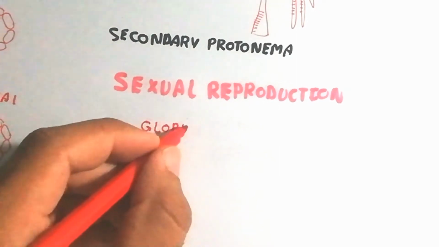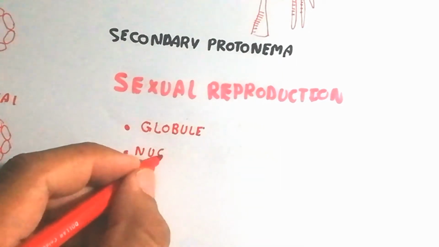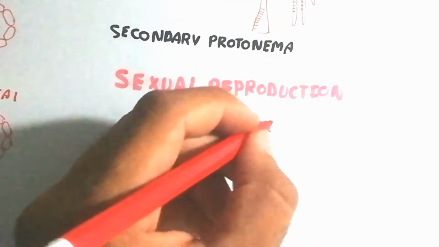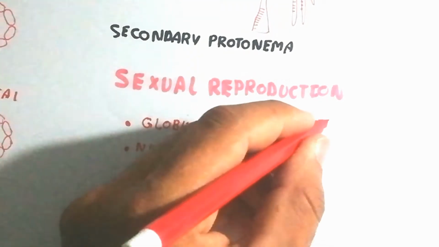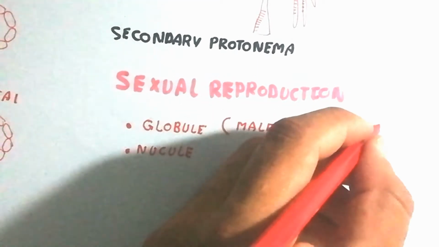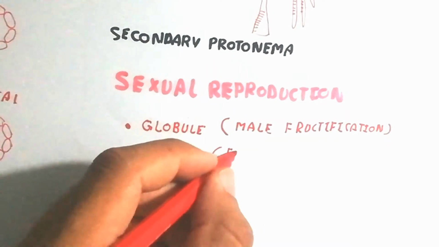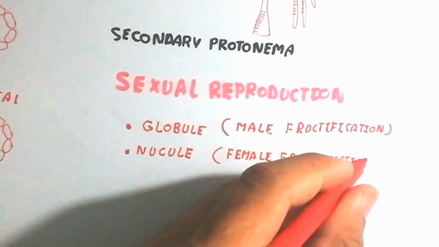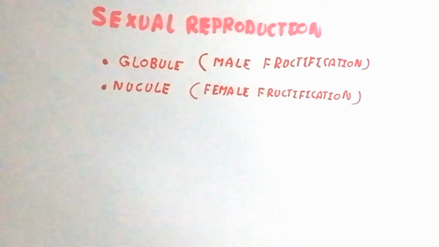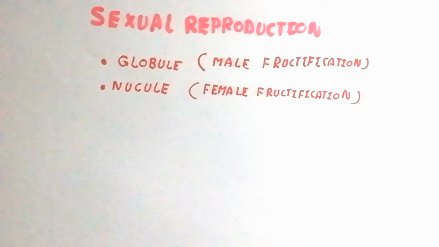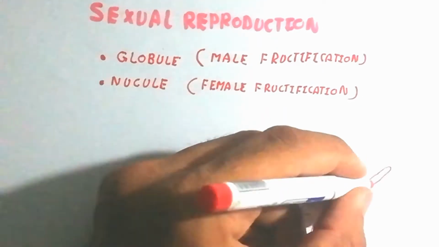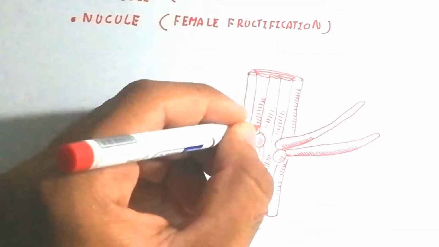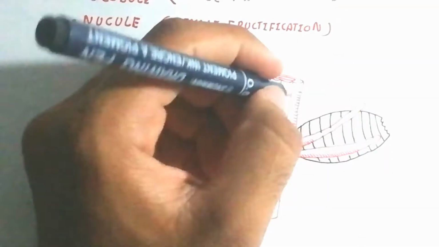It's not macroscopic, because we can see it by microscope. We can use the microscope for analysis because it is very tiny compared to thallophyte plant bodies. So here we will talk about the sexual reproduction: the globule and nucule. The globule is the male fructification, and the nucule is the female fructification.